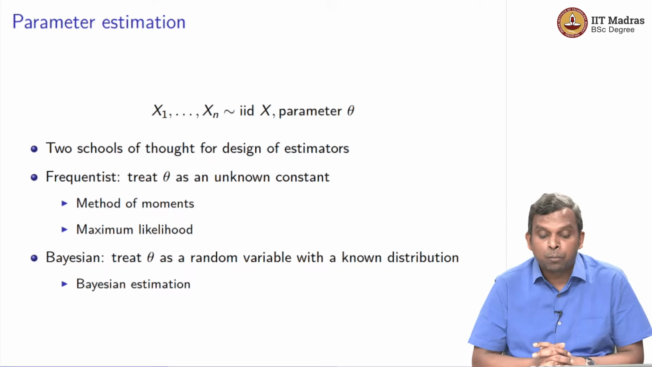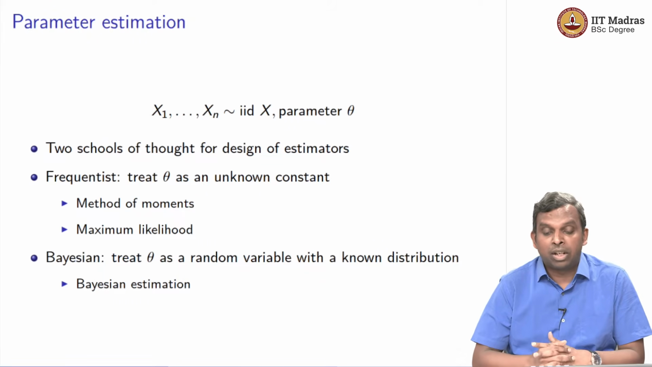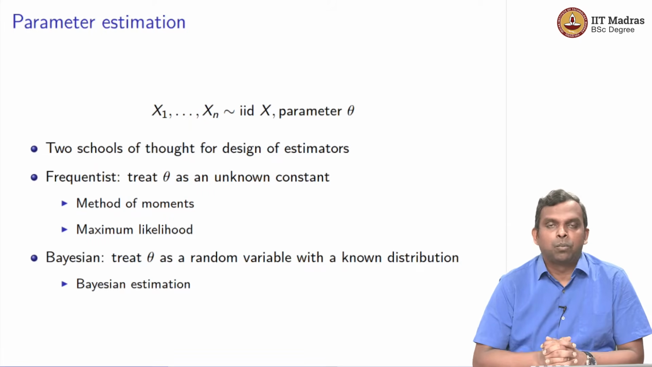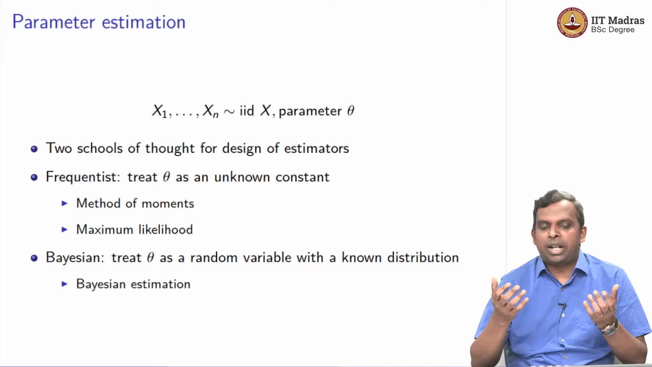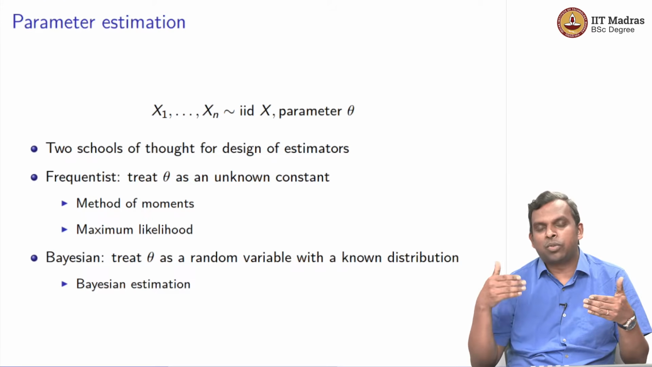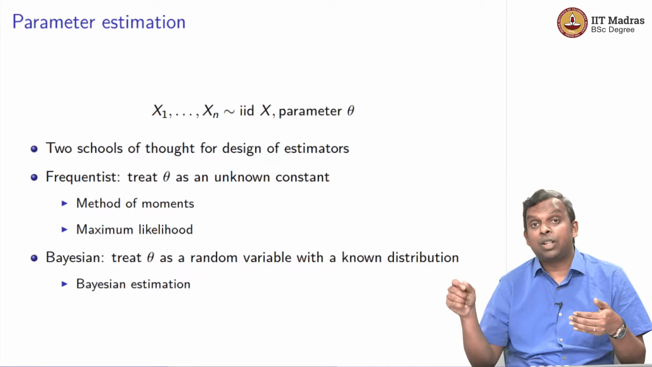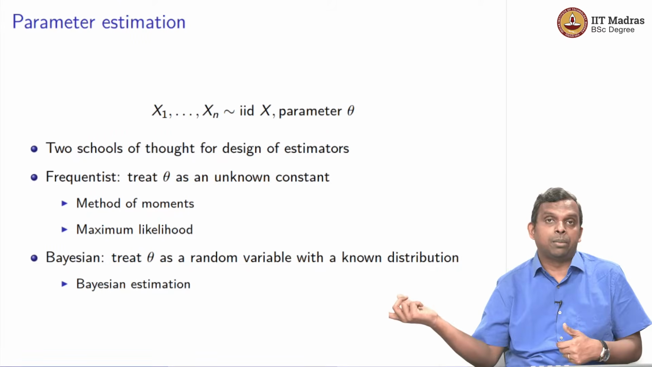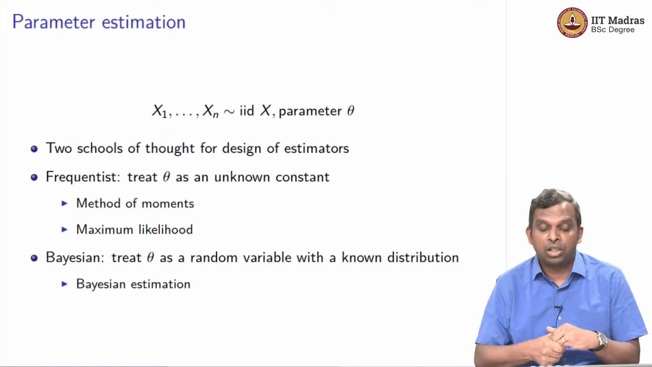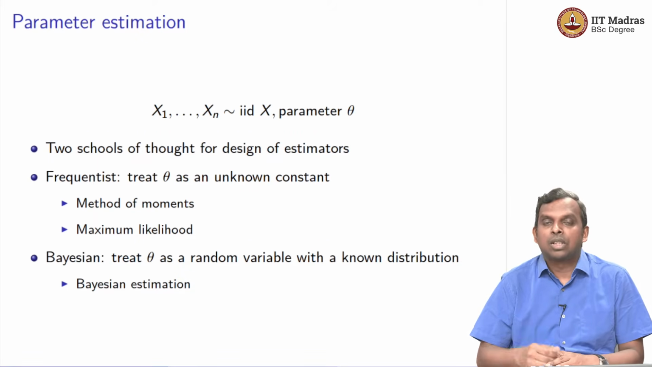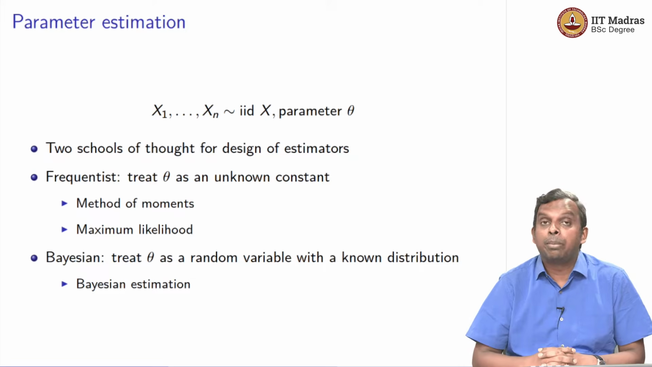The next approach is called Bayesian, where you treat this theta as another random variable. Remember we are already parameterizing the samples to come from a distribution, and it has an unknown parameter theta. Now we will think of theta itself as another random variable in the Bayesian approach. Once you say random variable, I have to think about its distribution, right? So that distribution we will assume. We'll assume some distribution for theta. That kind of a setting is called Bayesian estimation.